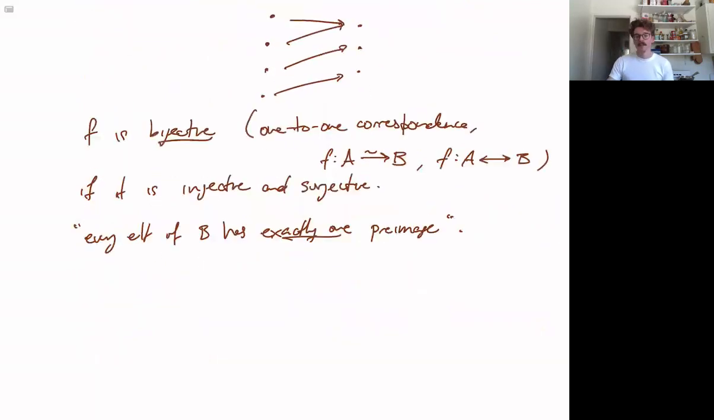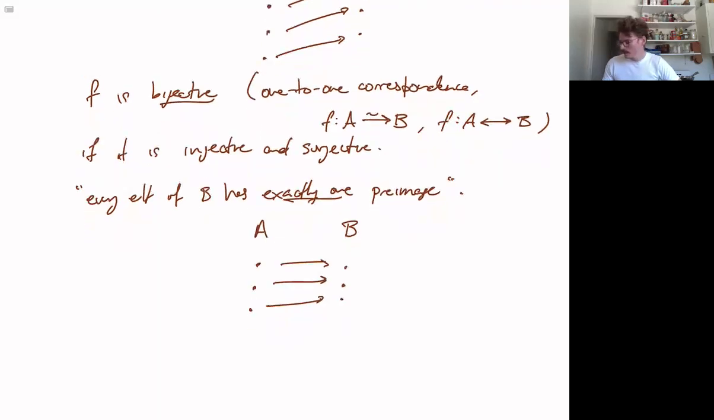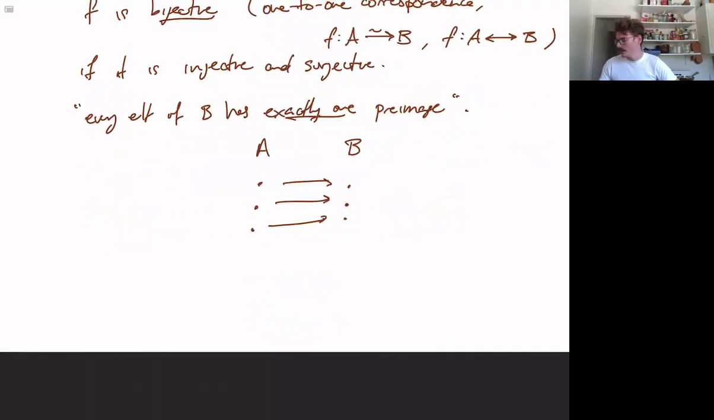So what a bijection means is that every element of B has exactly one arrow coming into it. So basically you're matching up the elements of A and B exactly. Something like this. So there's no collisions, and there's no guy in B that has no arrows coming into it. Oh, let's get a new page, and then do some examples.